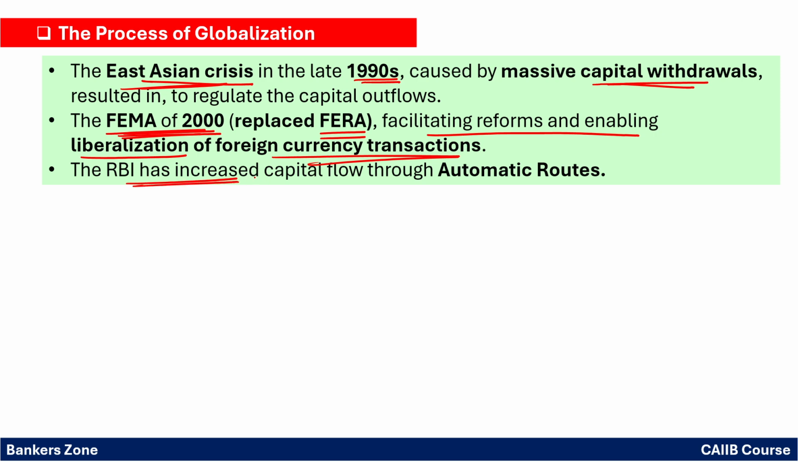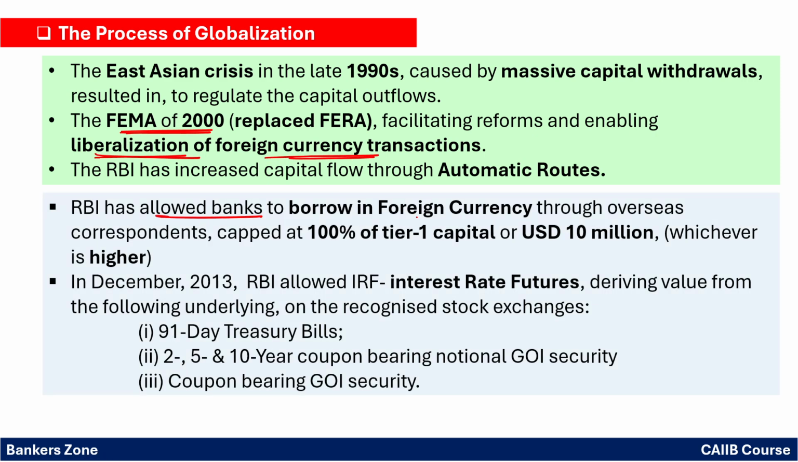RBI has increased the capital flow through the automatic route. What is the automatic route? Inflow and outflow of currency can happen in two routes. Automatic route means there is no need to take permission from the RBI. Okay. FEMA, the Foreign Exchange Management Act, has given some liberalization in foreign currency transactions. RBI has allowed banks to borrow in foreign currency through overseas correspondents, capped at 100% of their own capital or up to USD 10 million, whichever is higher. Okay, so this can be from your exam point of view.